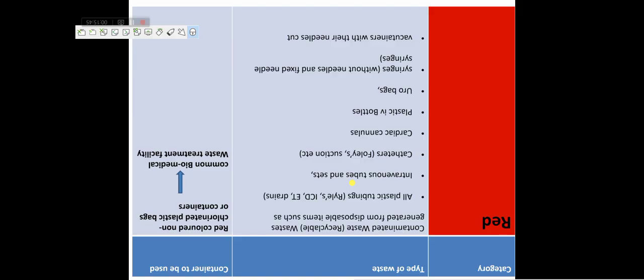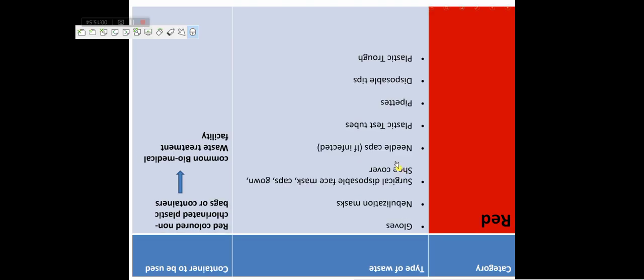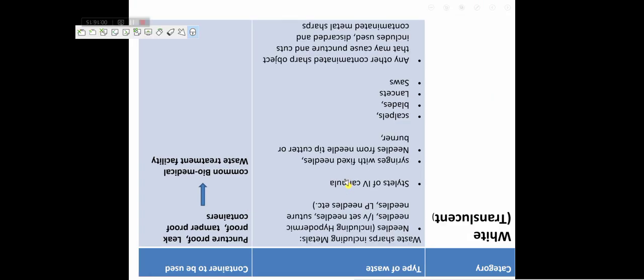So the containers used for red will be red colored non-chlorinated plastic bags or containers, right? Now gloves, nebulization masks, surgical disposables, needle caps, plastic test tubes, pipettes, disposable tubes, plastic troughs, all these things will also come in the red bag, in the red colored non-chlorinated plastic bags or containers, right?